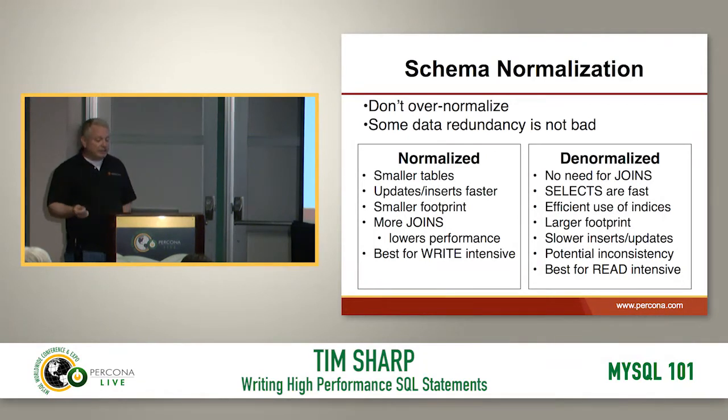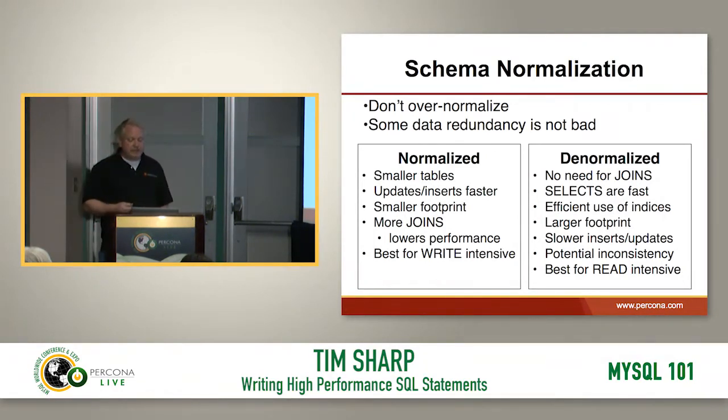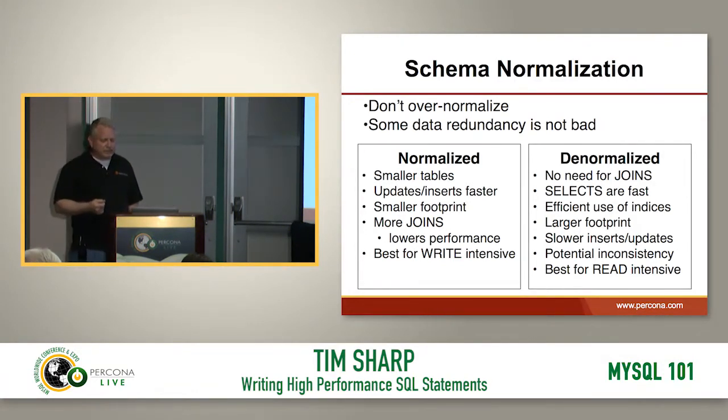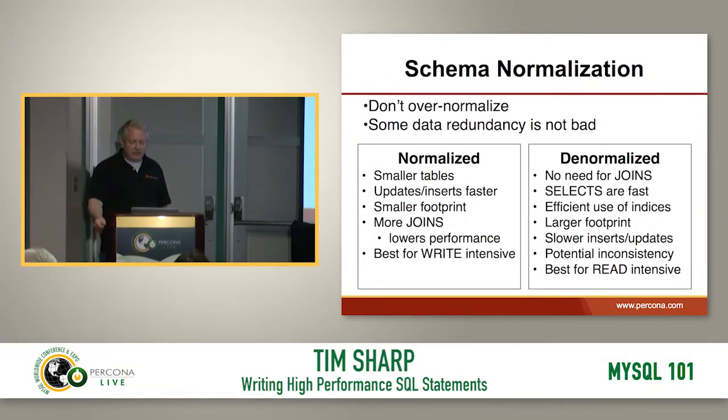With a denormalized database, you don't need as many joins. Selects are very fast, and the optimizer is able to more efficiently optimize the indices. The downside is that you're going to have a larger footprint. You're going to have slower updates to your database, and you have a potential to put inconsistencies in your database. And this is best for read-intensive applications.